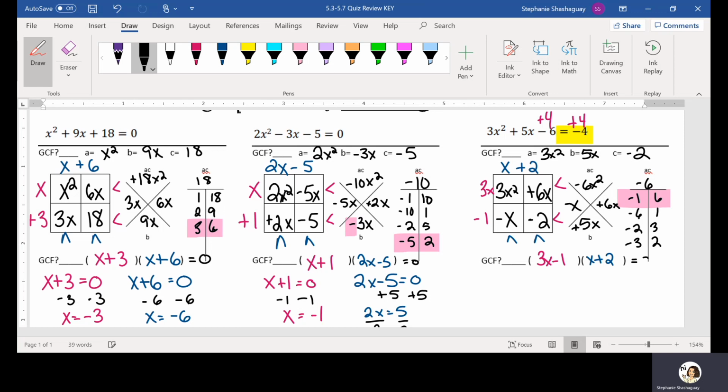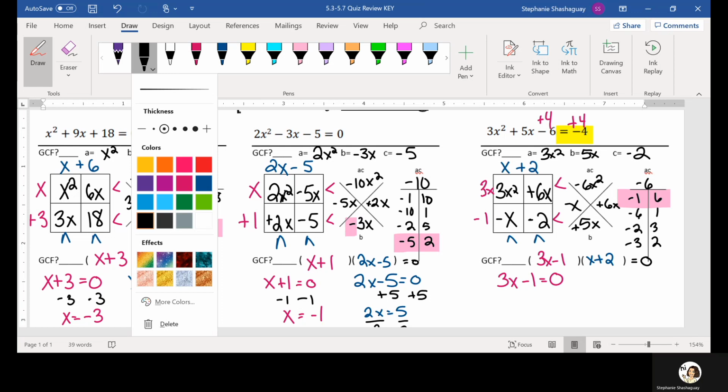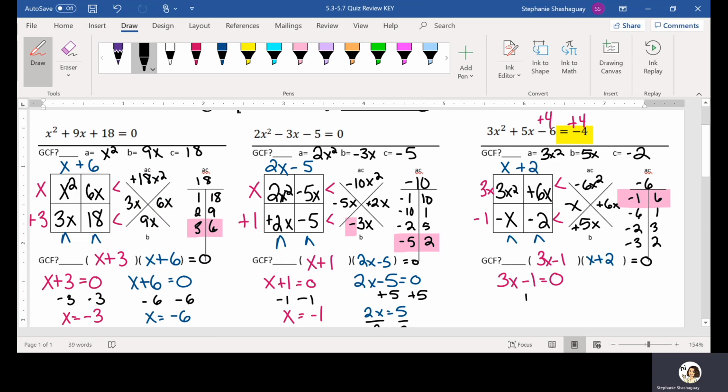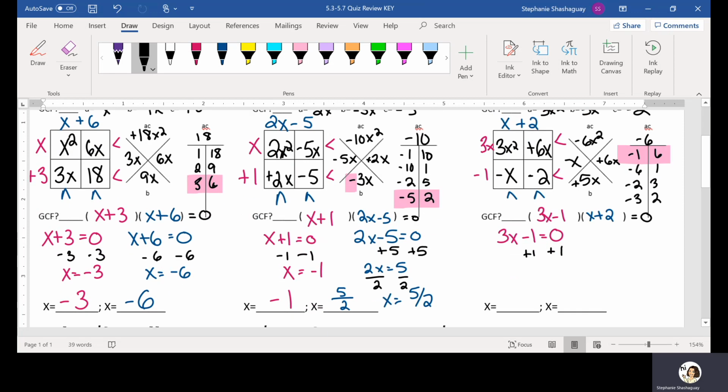Now again, this is still equal to 0. So now I'm going to use the zero product property. So 3x minus 1, set it equal to 0, and I'm going to solve for x. So add 1 and add 1 to both sides. 3x is equal to 1. Then divide by 3, divide by 3. X is equal to 1/3.